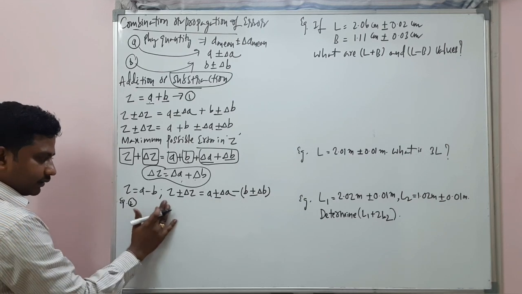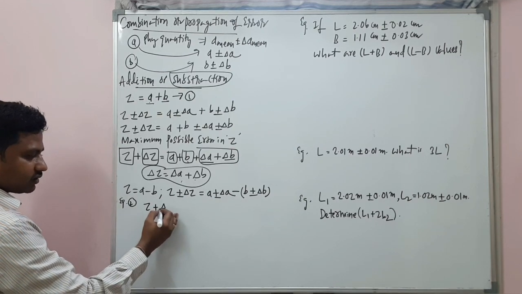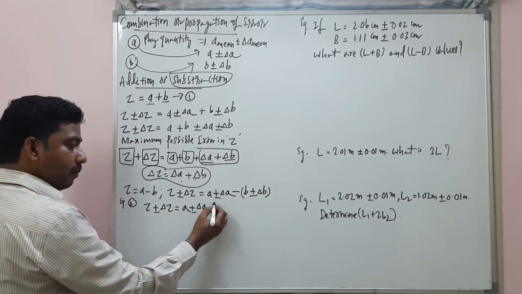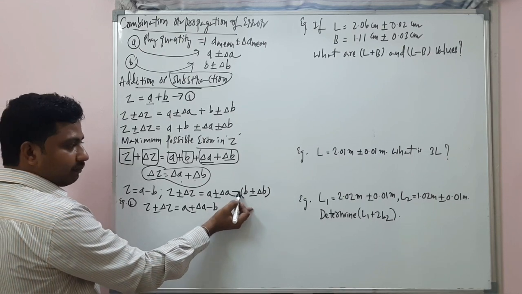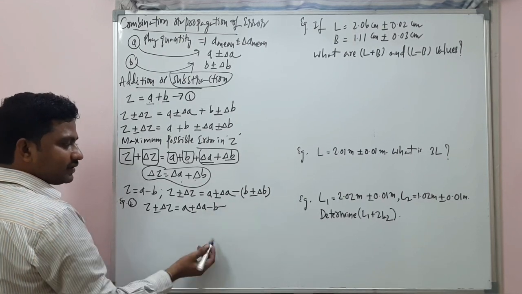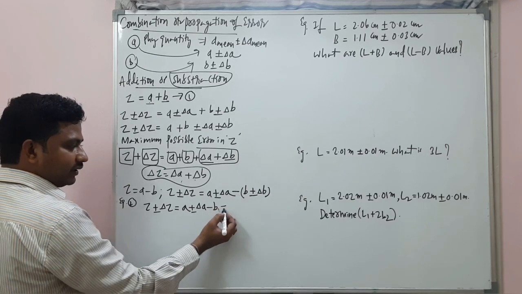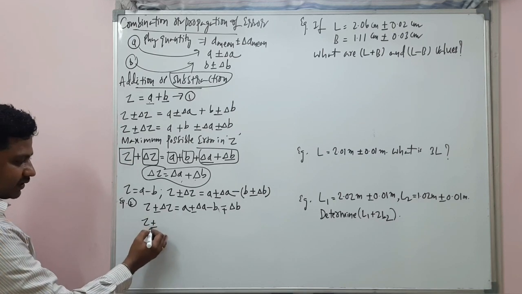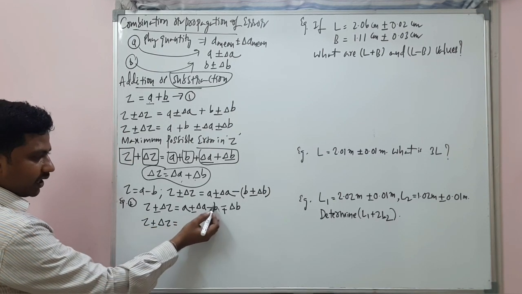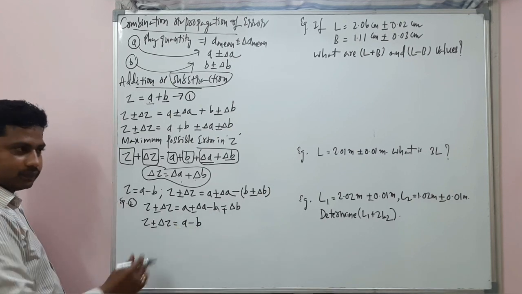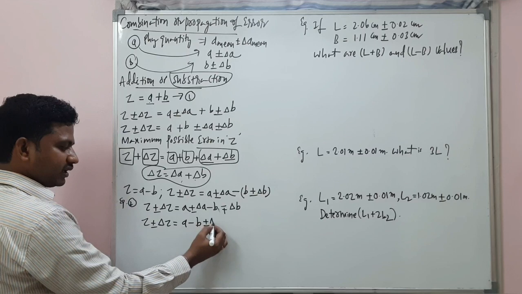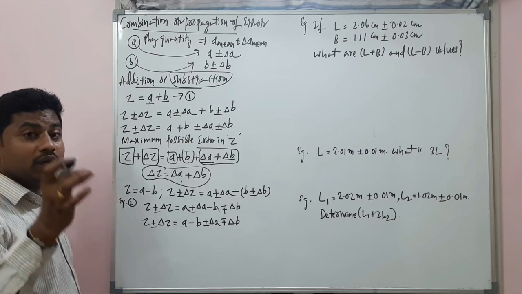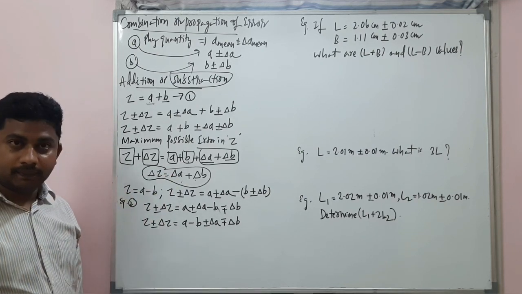Now this I am writing, carefully see: Z plus or minus delta Z is equal to A plus or minus delta A minus B. So minus is multiplied here, minus into plus, it's minus. Minus into minus, it's plus delta B. So Z plus or minus delta Z is equal to A minus B, okay, this is A, this is B, A minus B and plus or minus delta A minus or plus delta B. No confusions. Now you will understand, you will learn in this way in detail.